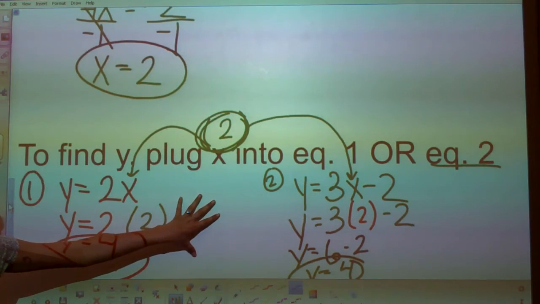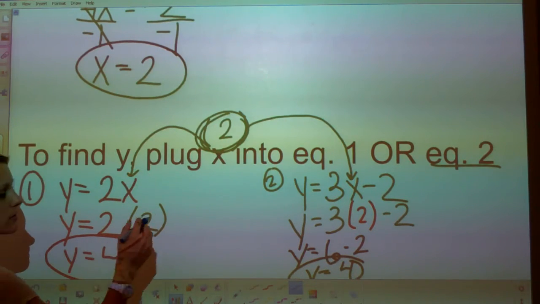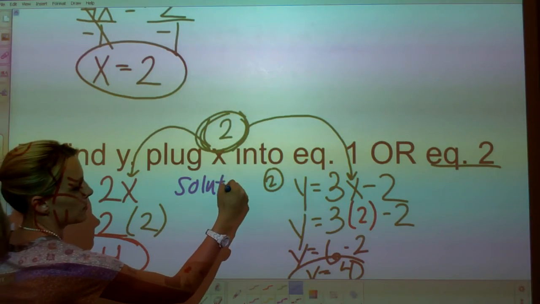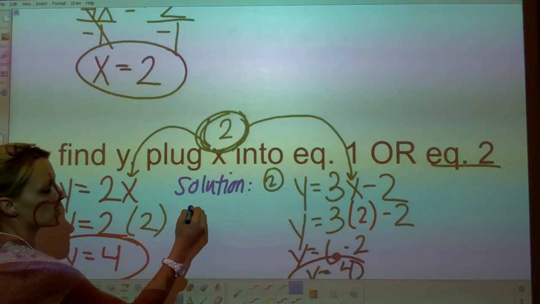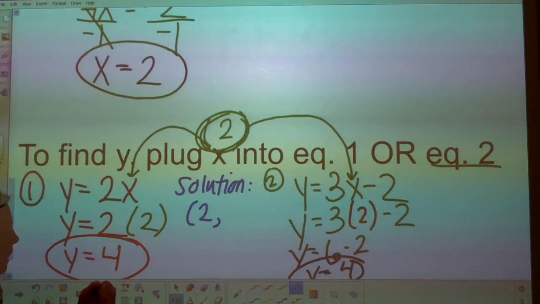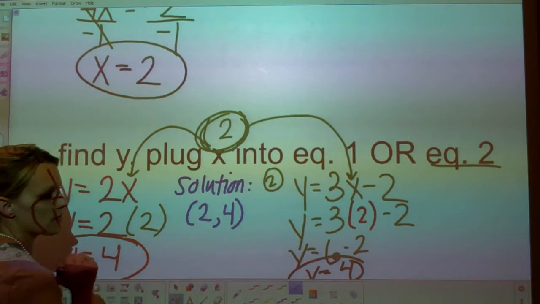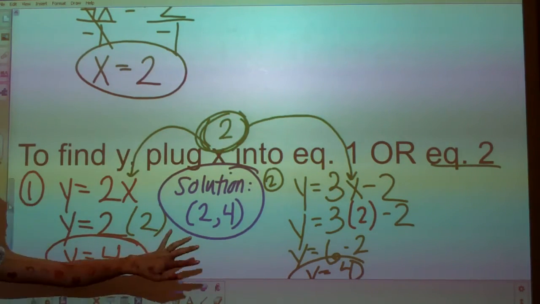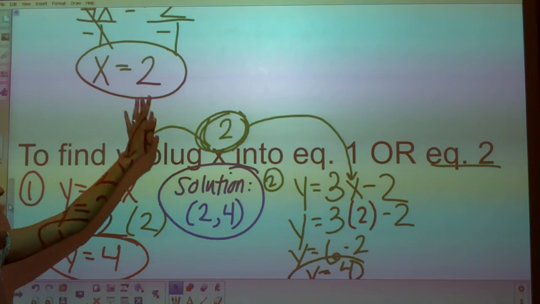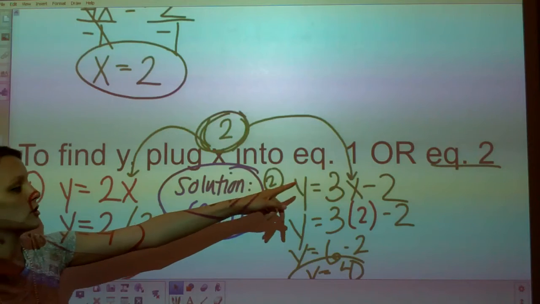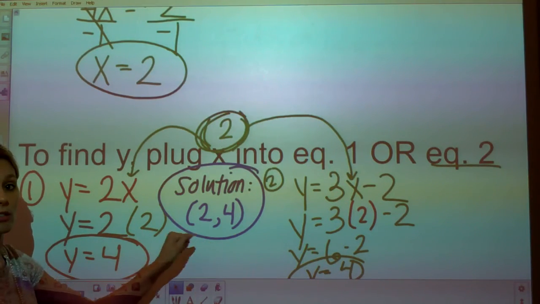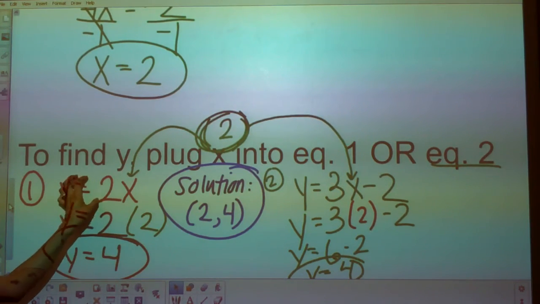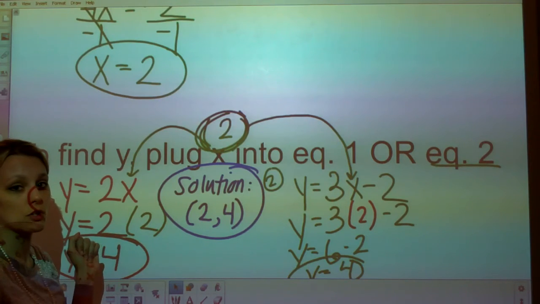So the solution to this system of equations would be our x was 2. So the solution, rewrite as an ordered pair. X is 2 and y is 4. That's your solution. That's the answer. Thinking about this graphically, these two lines, line 1 and line 2, they intersect at this point, 2, 4. This point, this ordered pair, 2, 4, will make both equations true. That's where the two lines intersect.